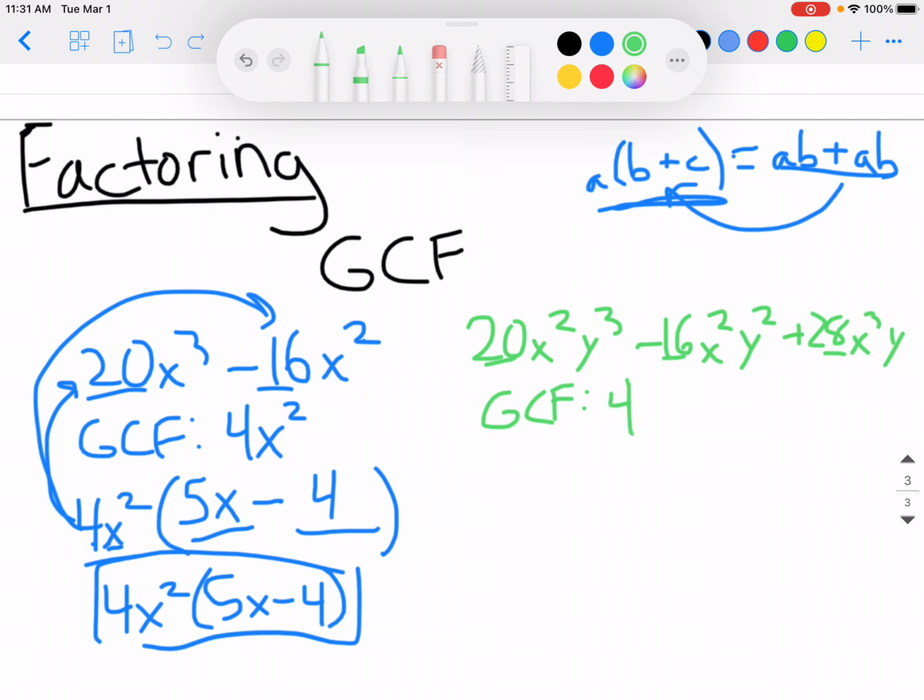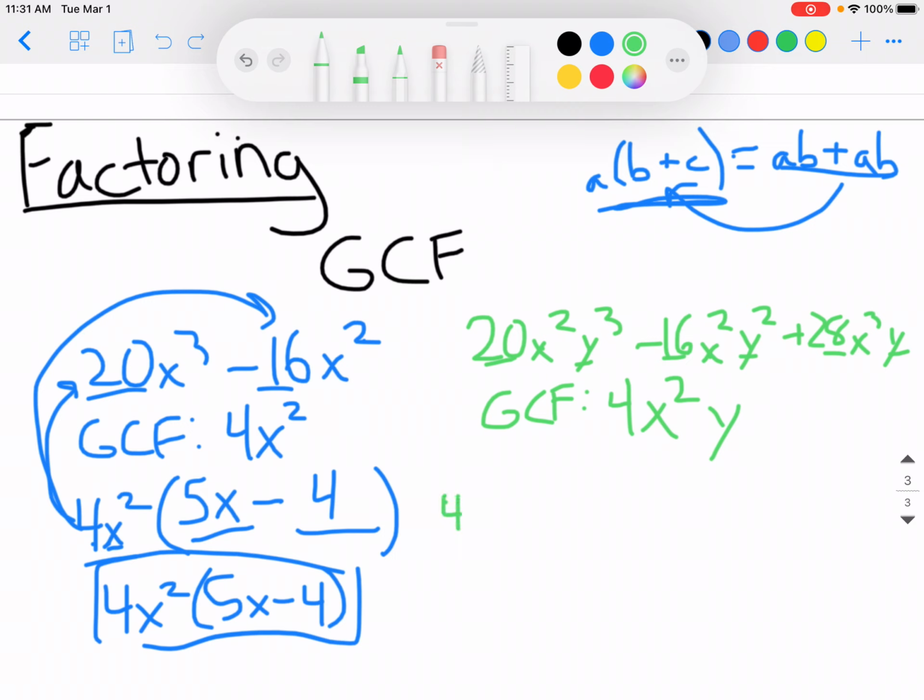Now, I look at x's. How many x's do they all have? Well, they all have x, and they have at least x squared. Now, for y's, I take a look at that. They all do have y's, but they only have one of them. So it's going to be 4x squared y.